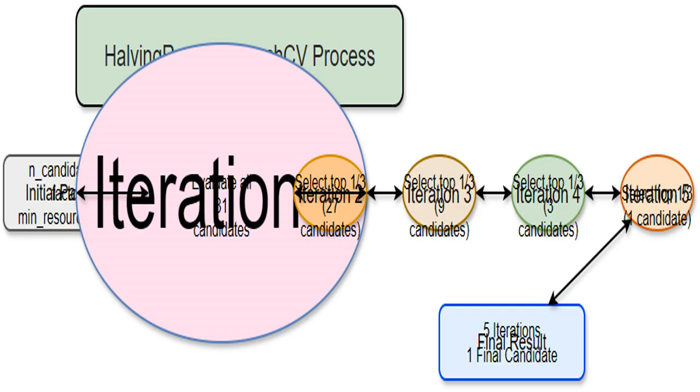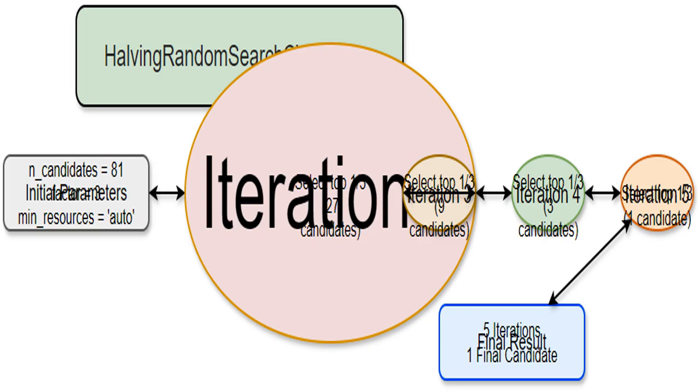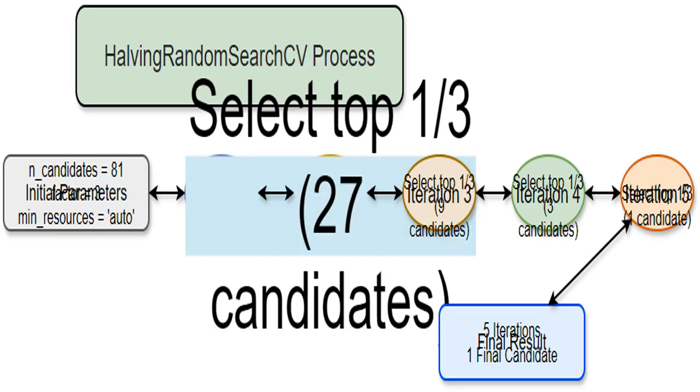In the first round, I'll evaluate all 81 candidate parameter combinations. This is what I mean by the first iteration. I'm evaluating every single one of those 81 initial candidates. After the first iteration, I select the top 1/3, which is 27 candidates, to move on to the next round. I'm keeping only the top 27 performing candidates from those initial 81. This is a third, 1/3, of 81.